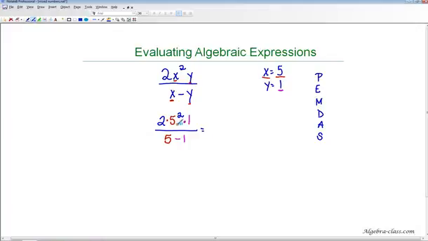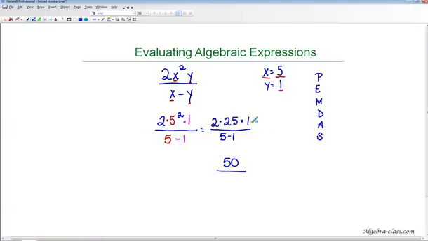So in the numerator, I have no parentheses, but I have exponents. So I'm going to rewrite this as 2 times 5 squared, which is 25, times 1. And I'm just going to keep my denominator the same. And now I'm going to continue in the numerator. I'm just focusing on the numerator. 2 times 25 is 50, and then 50 times 1 is still 50. So I have 50 in the numerator.